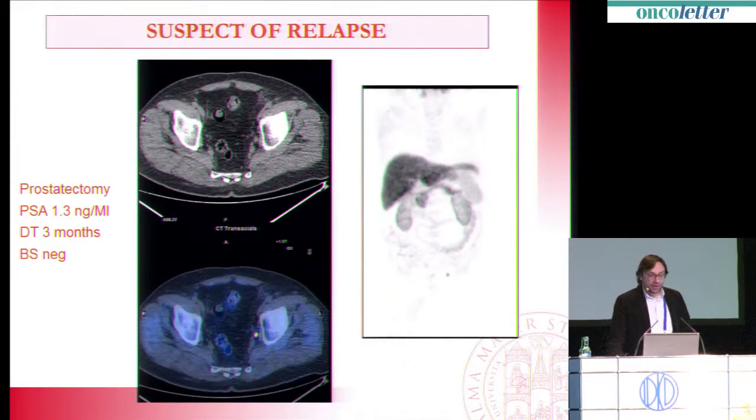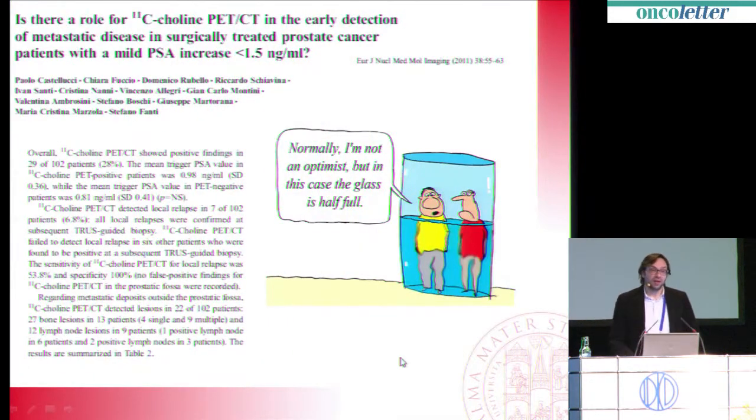And that's an example, again, of PSA with a short doubling time, negative bone scintigraphy, a very small lymph node here, which is correctly identified by PET with choline. And again, the quality of the image is quite good, and I guess that in Europe there are a number of centers working on that.